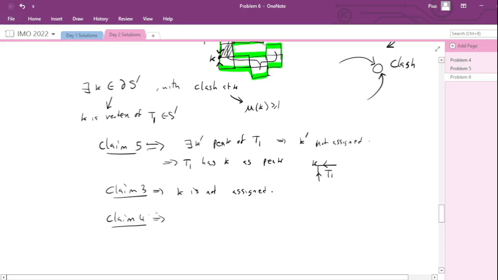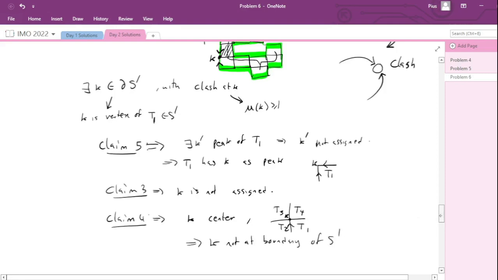Okay, so claim 4 once again means that K itself will have to be a center. And not just that, we must have this structure where T1 is just a part of it. We have other unassigned ones. So K will be at the center, and all 4 squares touching it will also not be assigned. So what does this mean? It means that K cannot be at the boundary.